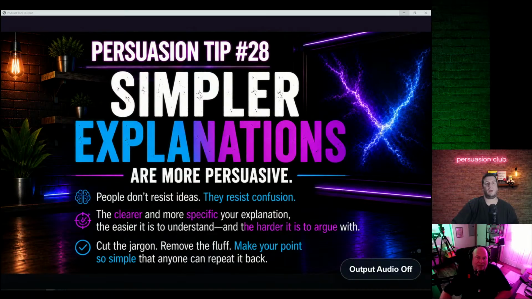Jargon, is that the right way to say that? All the fluff and stuff like that that you might be tempted to use when you're making a point, take it out. Simpler is kind of the gold standard here. And make it so simple that somebody can repeat it. Yeah, agreed. Okay, so that was persuasion tip 28.